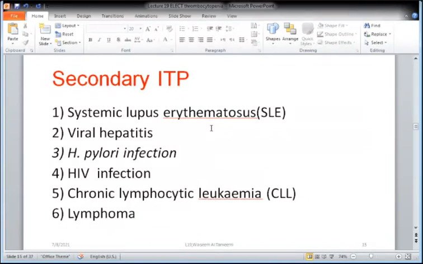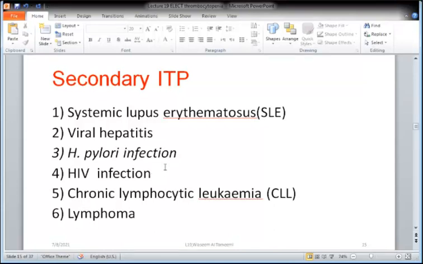Before starting the treatment management of ITP, I have to exclude secondary ITP. Secondary ITP is an indication that this thrombocytopenia is one of the manifestations of systemic disease. For example, ITP may be a presentation of systemic lupus erythematosus, so the patient must have serology, anti-nuclear antibody and anti-double stranded DNA. ITP may be a presentation of viral infection, for example viral hepatitis, so the patient must have a hepatitis screen or HIV infection screen. The patient must have HIV serology.